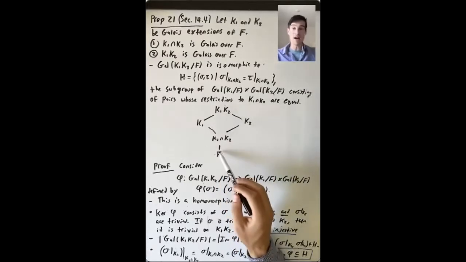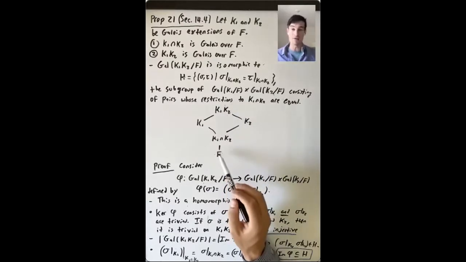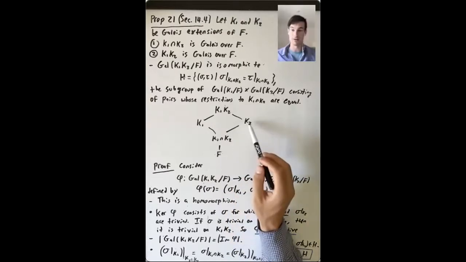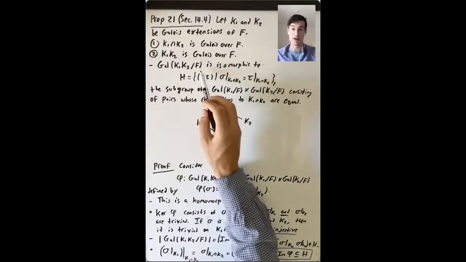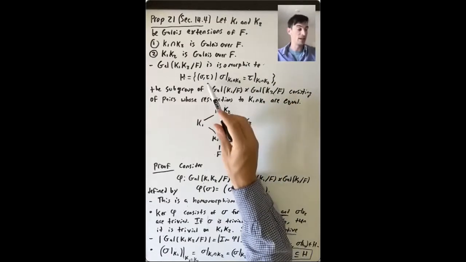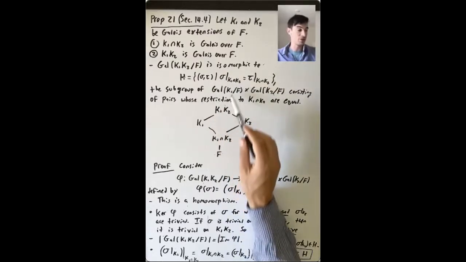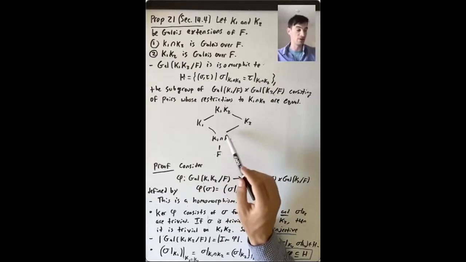And our goal now is to describe the Galois group of this composite over F in terms of the Galois group of K1 over F and the Galois group of K2 over F. What we'll show is the Galois group of K1 K2 over F is isomorphic to this group H, which consists of pairs sigma comma tau, where you take sigma and you restrict to K1 intersect K2, you take tau and you restrict to K1 intersect K2, and you get the same automorphism.